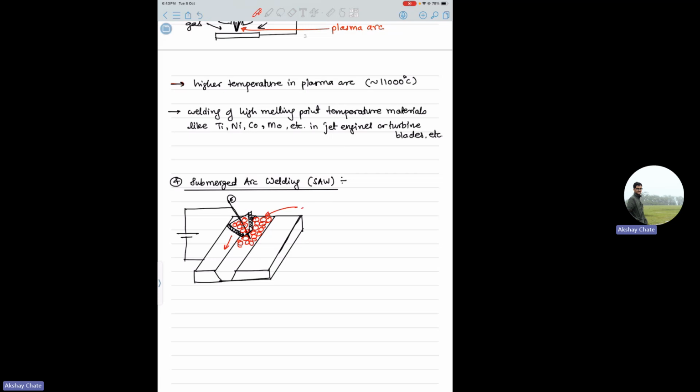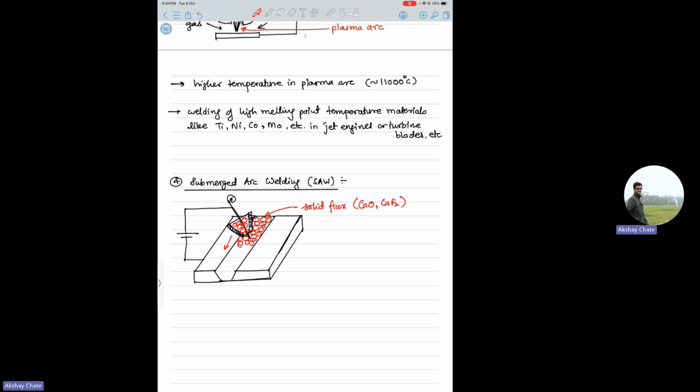So this red color thing represents solid flux, which can be some materials like calcium oxide or calcium fluorides. Okay. So this is why it is called submerged arc welding, because you will not be able to see the arc with your naked eye, because it is submerged in the solid flux.